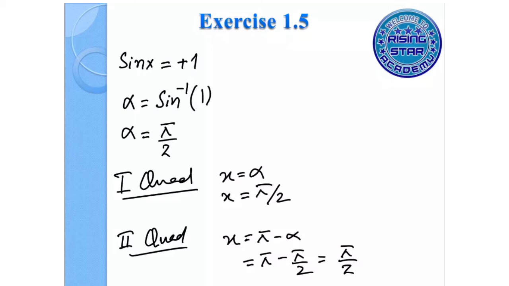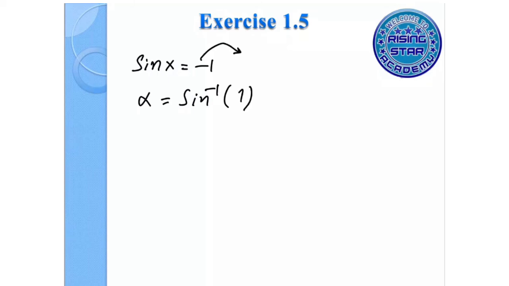Now we will check for sin x = −1. So we will write over there sin x = −1. Now we will again find the basic angle. So we'll take sin inverse of 1. I told you before, this negative sign shows the basic quadrants. So the sine is negative in quadrant number 3 and in quadrant number 4. So the alpha would again be pi by 2.